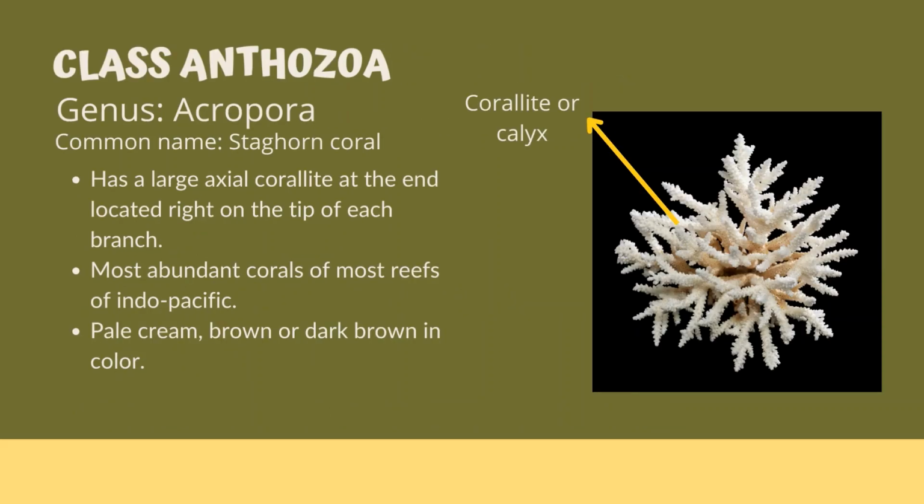So under the class Anthozoa, we have the genus Acropora, commonly known as the staghorn coral. All Acropora corals end with a large axial corallite. It is a key feature that distinguishes Acropora from other corals. It is located right on the tip of each branch, as you can see from the labels on the image on the right. It is the most abundant coral of most reefs of the Indo-Pacific. They could also be colored pale, cream, brown, or dark brown.